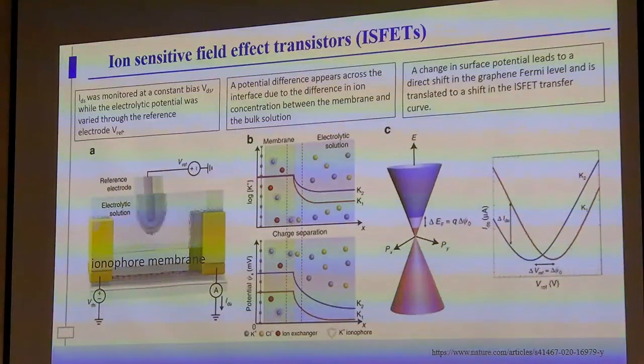So IDS is monitored at a constant bias, and electrolyte potential was varied using this reference electrode. And then a potential difference appears across the interface here due to difference in ion concentration between the membrane and bulk solution. And then definitely we see a signal in the graphene active device here.